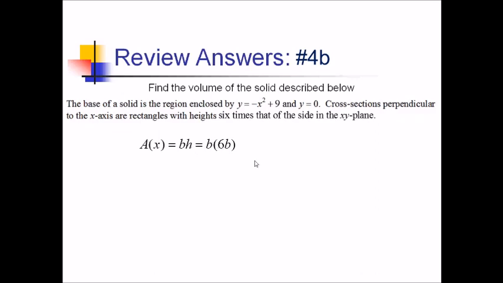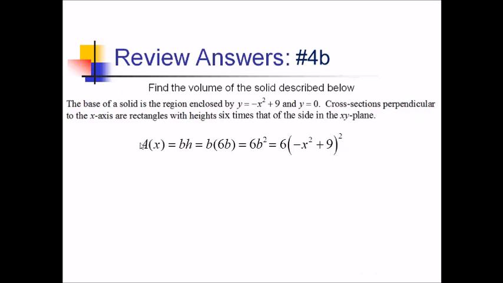This is then 6b squared. And the base of one of these rectangles is just going to be the vertical distance between this function and this other function, which is just a distance given by negative x squared plus 9. I mean, you could do this minus 0, but it's just this. So we've got 6 times this stuff squared.